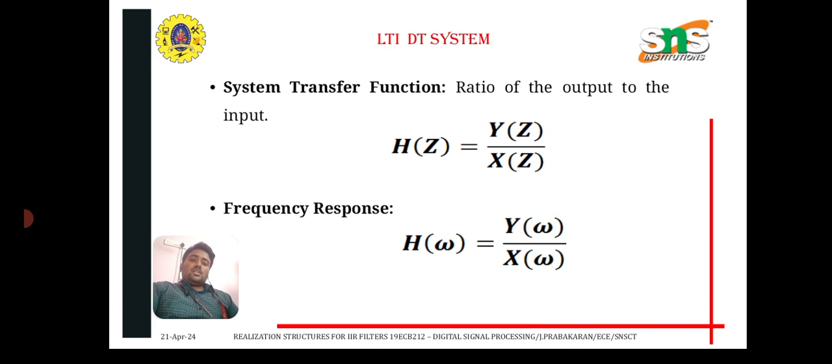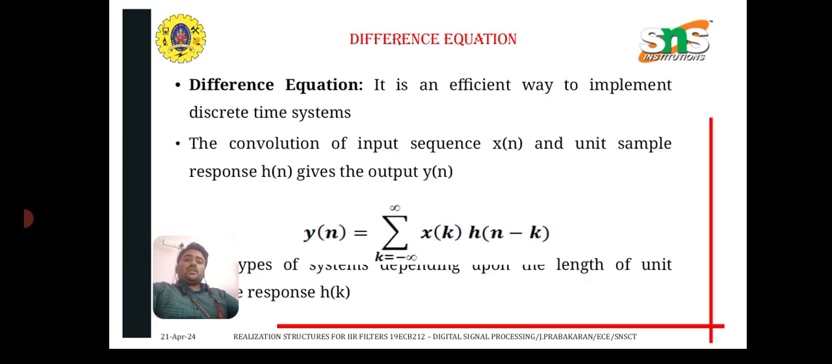Already we have discussed the transfer function of the filter, H of z equal to Y of z divided by X of z, which means Y of z is the output response of the filter and X of z is the input of the filter. Similarly, frequency response H of omega equal to Y of omega divided by X of omega. The difference equation is an efficient way to implement discrete time systems. The convolution of input sequence x of n and unit sample response h of n gives the output y of n.